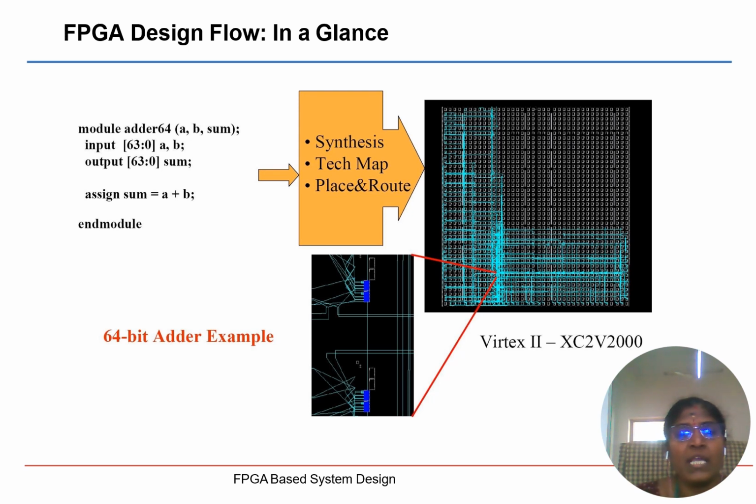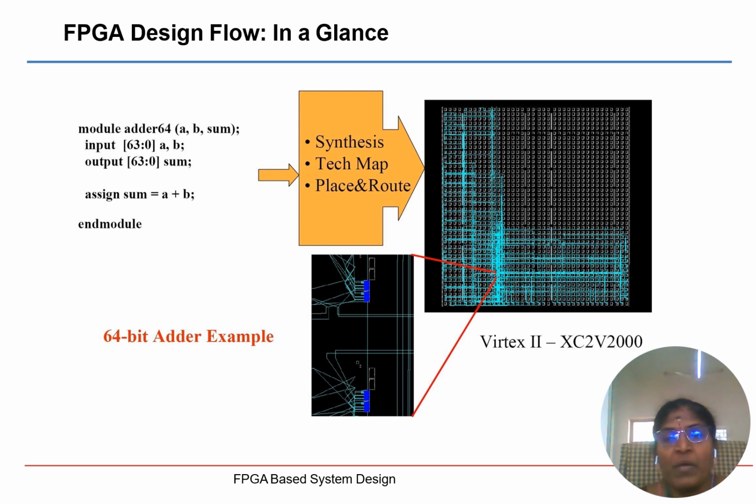The same thing can be established in a Virtex-2 architecture. The example is a 64-bit adder. This is the Verilog code. The Verilog code is converted into a logic diagram. That logic diagram can be implemented into the chip. This is the Virtex-2 chip, that is the Xilinx Virtex-2 XC2V2000.